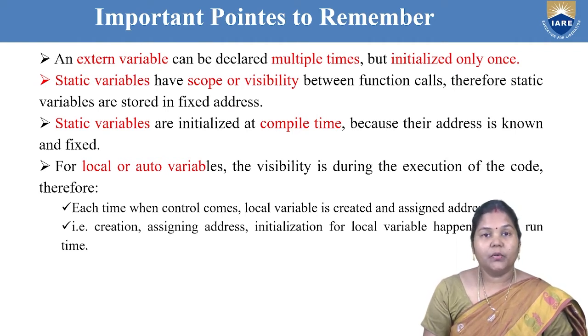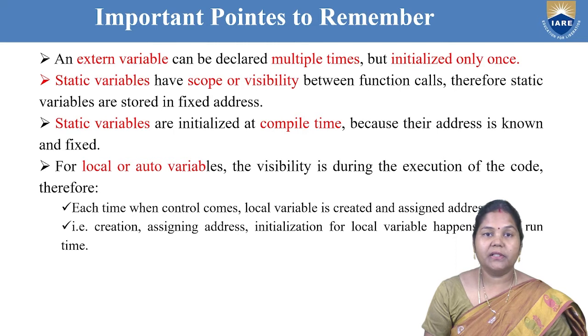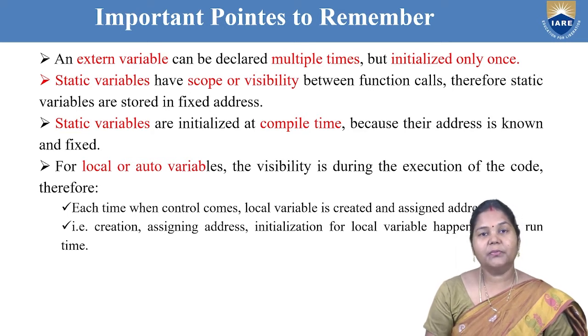If you are talking about local variables or automatic type of variables, then the visibility of the variables will be during the code execution. That means whenever the function is called, whenever the control comes to that function, the local variables are created and assigned addresses. That means creation, assigning address, and initialization for local variables happens during runtime only. So the local variables will not be retained during function calls, or automatic variables will not exist between the function calls. So if you want to retain the values, then you need to go for a static type of variable.